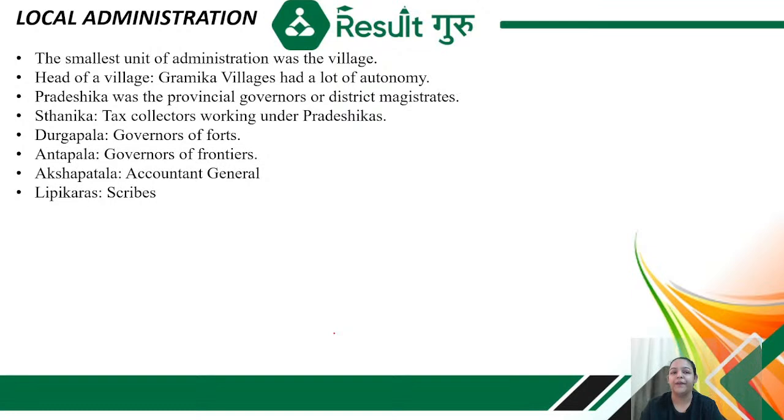Let's move on to the local administration. The smallest unit of administration was obviously the village. Who was the head of the village? The Gramika. Villages had a lot of autonomy. Then we have Pradekshika. He was the provincial governor or district magistrate or DM, basically head of the district. We have Sthanika, he is the tax collector at the village level. We have Durgpal, he is the governor of forts. We have Antpal, he is the governor of frontiers or boundaries.